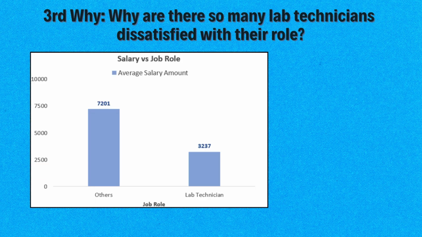The third why question is, why are there so many lab technicians dissatisfied with their role? To answer this, let's consider common sense and salary factor. The dataset shows that lab technicians earn an average of $3,000, which is about 50% of the average salary for other roles like manufacturing directors, research scientists, and sales executives. This significant pay gap may contribute to dissatisfaction, but we believe that the issue may not be purely financial.